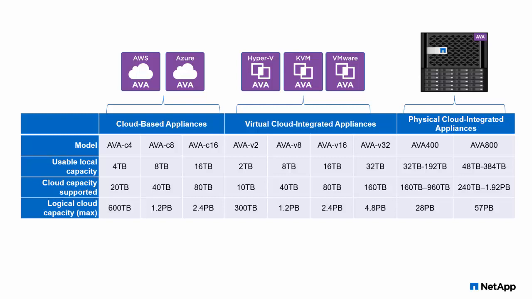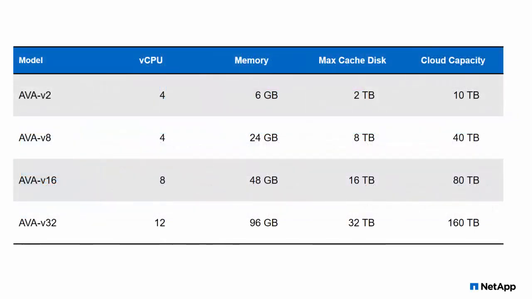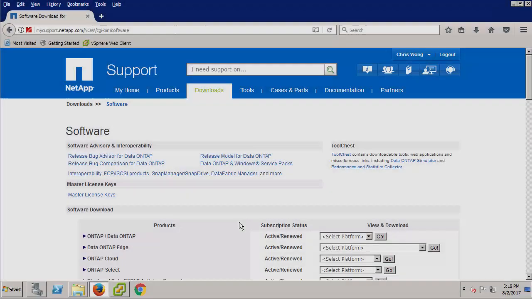Before deploying virtual AltaVault, it is important to understand the key installation requirements for the VM, including virtual CPU, RAM memory, and disk cache storage. Each virtual AltaVault model has different requirements, and these are documented in the AltaVault Virtual Installation Guide. Once these requirements are met, the deployment of the virtual appliance is straightforward.